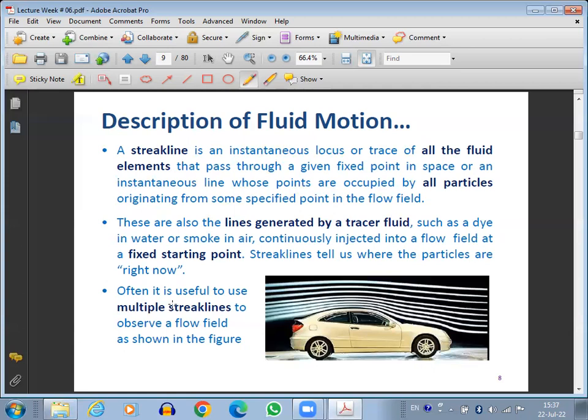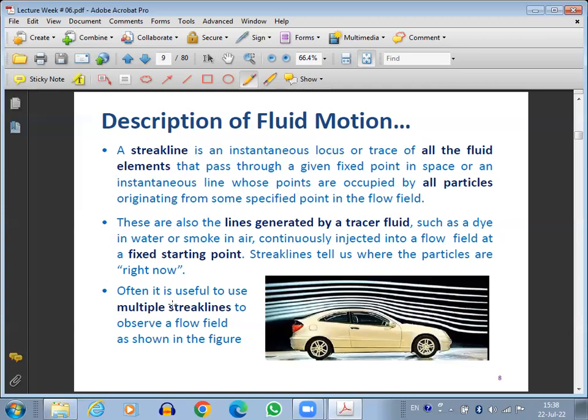So this is not a path line. Path line is for a single particle. This is multiple particles passing through a single point. So we call it a streak line. These are the different lines which are used to describe the path. Sometimes we need path lines, sometimes we need streak lines, sometimes we are just using our imagination to describe the flow by using streamlines.